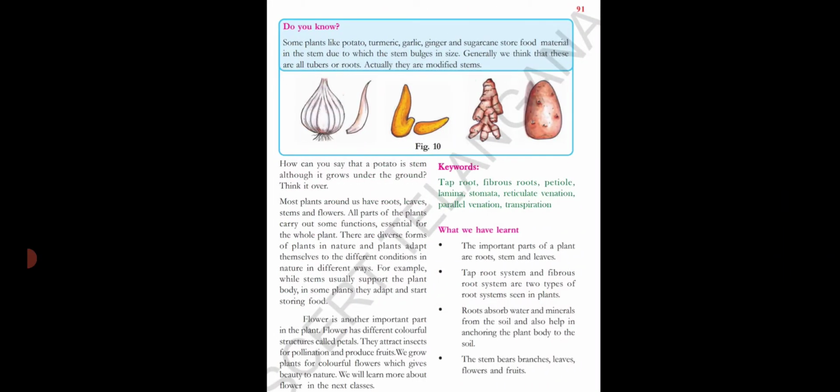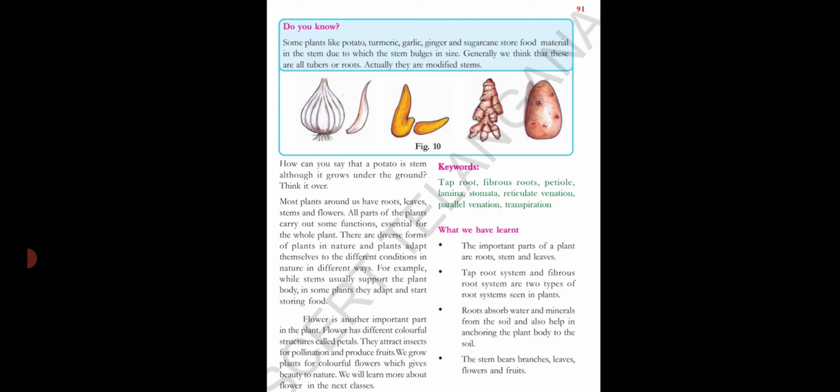Do you know? Some plants like potato, turmeric, garlic, ginger and sugarcane store food material in the stem, due to which the stem bulges in size. Generally we think that these are all tubers or roots, but actually they are modified stems. Stems are modified in this way to store food material.